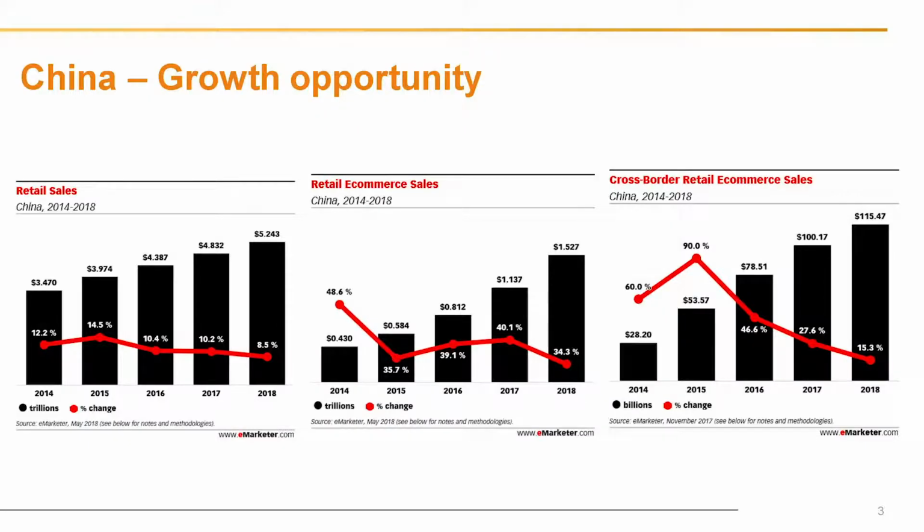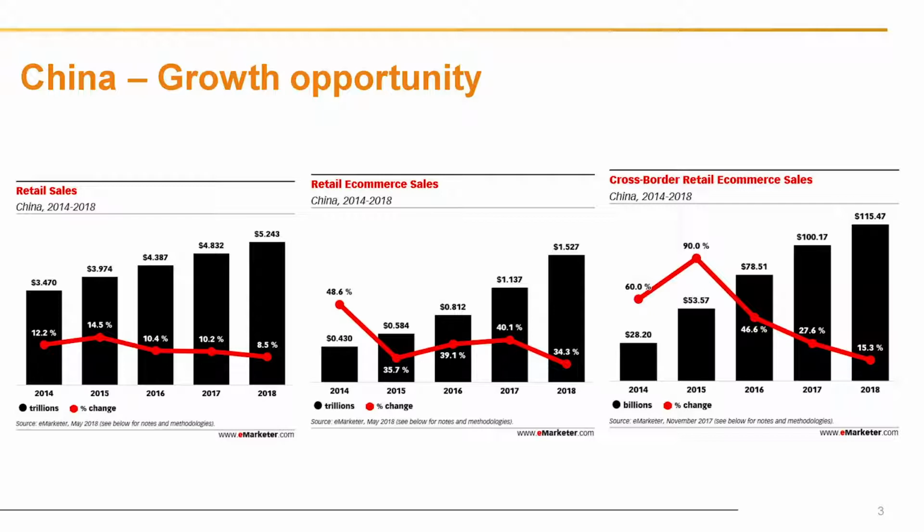If we look closely at China, we can see that retail sales were growing around 10% and are now growing around 8% this year, it's estimated. But online sales continue to grow, where in 2018 there was 34% growth in e-commerce, and it has continued growing at around 30%.